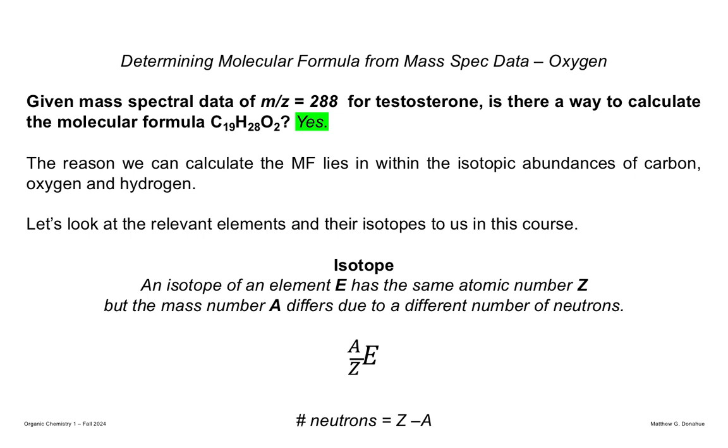The reason that we can do this really lies in the isotopic abundances of carbon, oxygen, and hydrogen. So to understand why this is possible, we'll have to review what an isotope is. We'll look at the elements of interest, what their ratios of isotopes are, and how we can use that to our advantage.